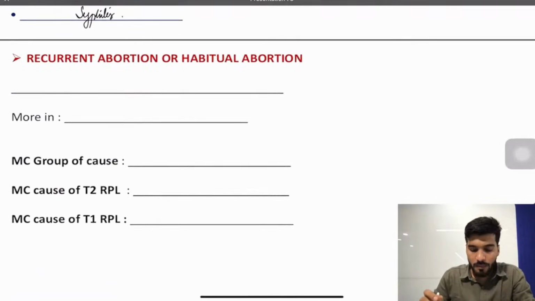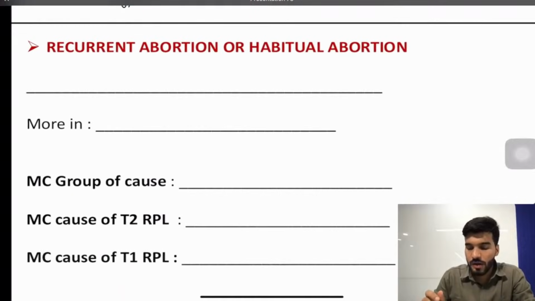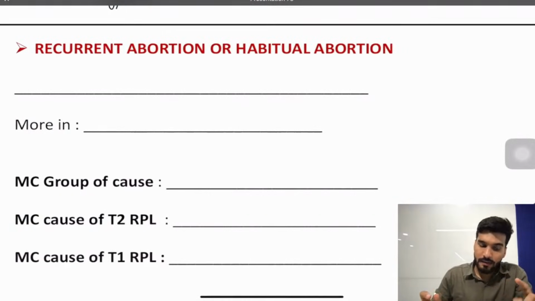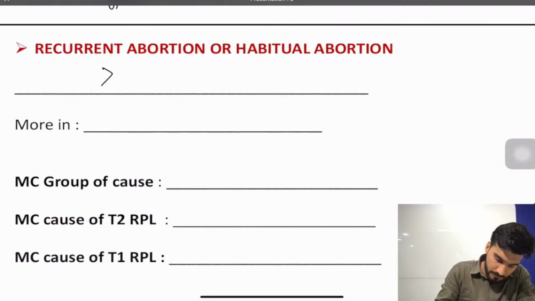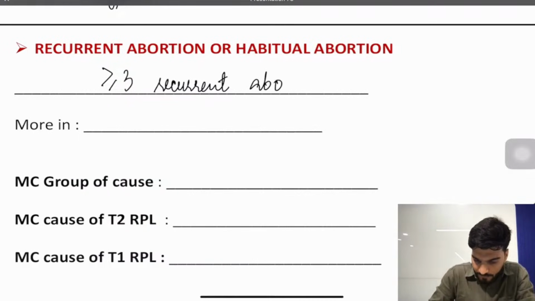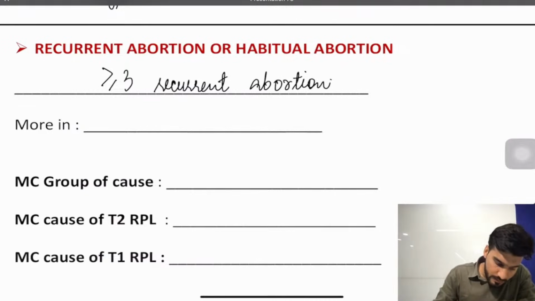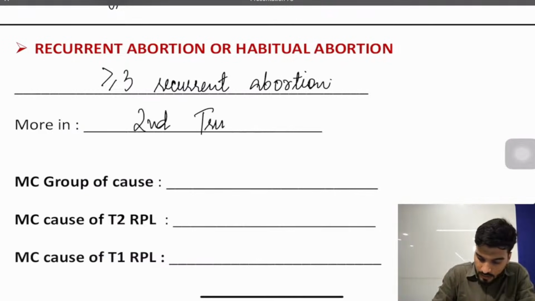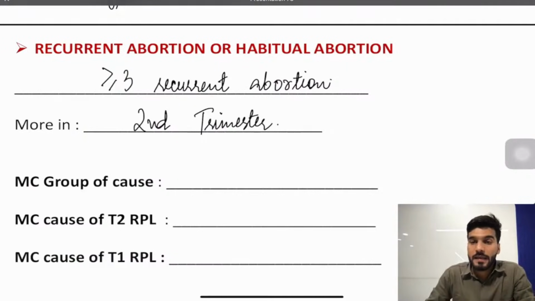Now let's discuss recurrent abortion or habitual abortion. I've already discussed that recurrent abortion is three or more than three abortions. And it's more common in which trimester? They are more common in the second trimester.